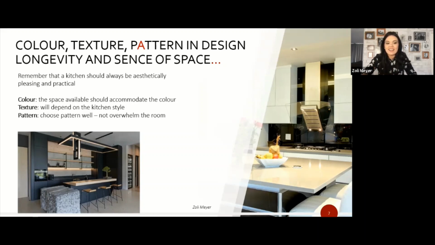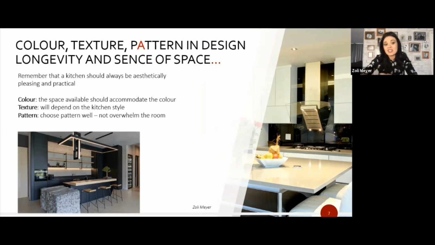And then I think the main thing when we look at color, and I mean, we're speaking to interior decorating students, I know they learn these things, but in a kitchen, remember when you've got a smaller space, a really cramped space, to not go too dark with the colors. So the color should accommodate the space that you're working with.